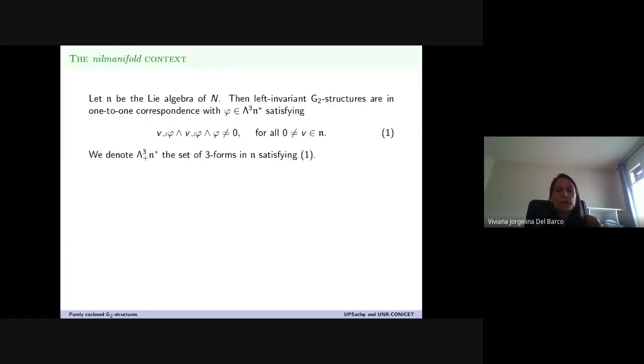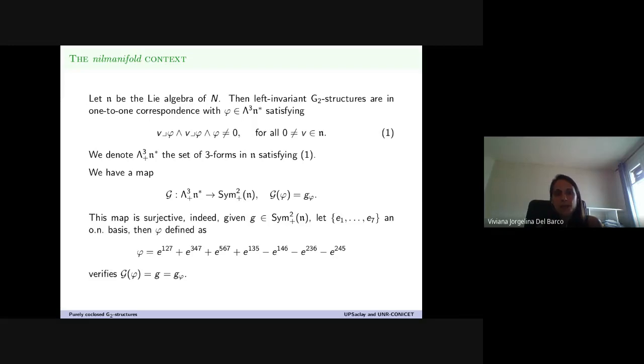So in this context, for us, a G2 structure will be a three-form on the Lie algebra. Okay, since the three-form is going to be considered left-invariant, then we treat the invariant tensors on the Lie group as linear tensors on the Lie algebra. So for us, there are going to be three-forms on the Lie algebra, and we denote by lambda 3 plus the set of three-forms satisfying this condition. And then we have this map. For every positive three-form, we assign the metric that it induces.